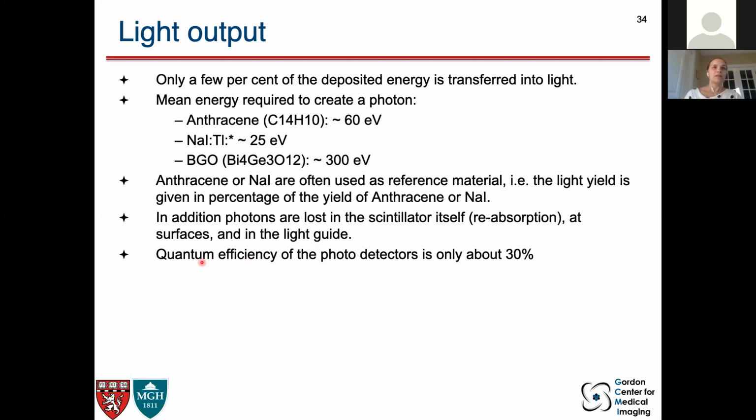And then the quantum efficiency of the photodetectors. The quantum efficiency is defined as the fraction of incoming optical photons that are transformed into photoelectrons. This is typically only about 30%. It differs depending on the type of photodetector that you use and also on the energy of the optical photons. But this number is more to appreciate how much light is lost in the process.